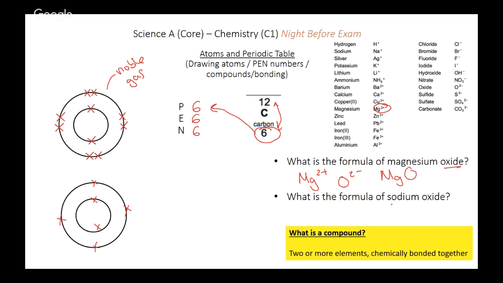However, let's take sodium oxide. Sodium has a charge of just Na+, and oxide again O2-. If you just put those together to make NaO, there'd still be a slight negative charge because we've only got 1 plus and 2 minus. So we need to double this up. We need 2 of these. So we have Na2O as our formula.